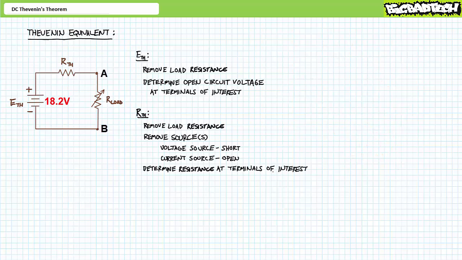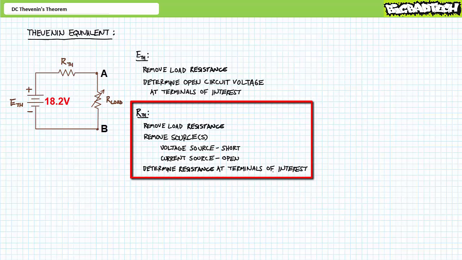Now that we've obtained the Thevenin's equivalent voltage, ETH, set it aside and move on to RTH, the Thevenin's equivalent resistance. Again, RTH and ETH have nothing to do with each other until the very last step. Set ETH down and do not pick it up again until we're done. To solve for RTH also necessitates a multi-step process. First, one must remove the load resistor from the nodes of interest.